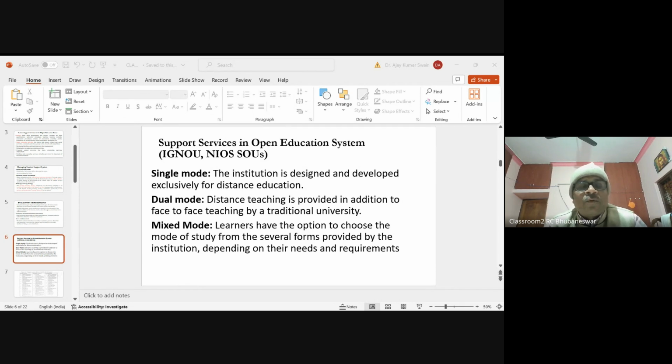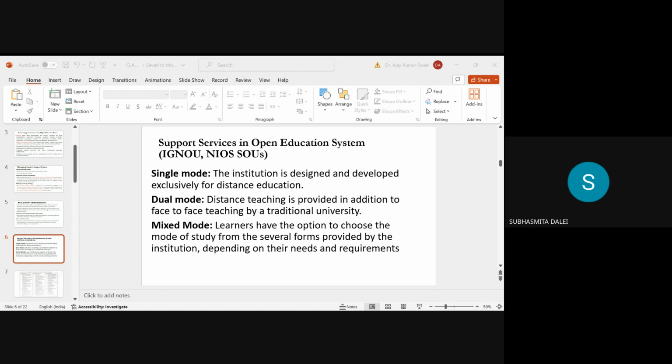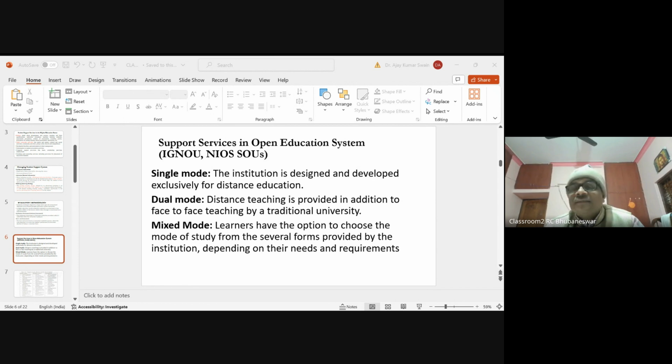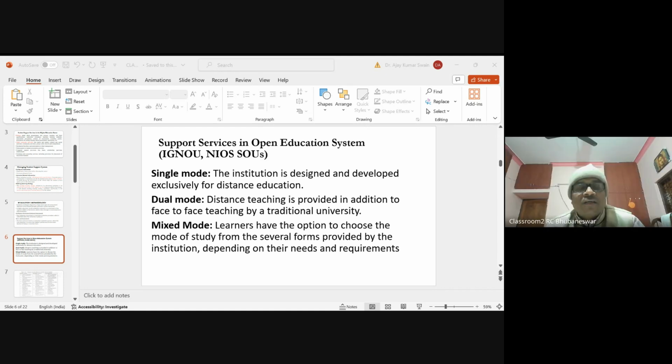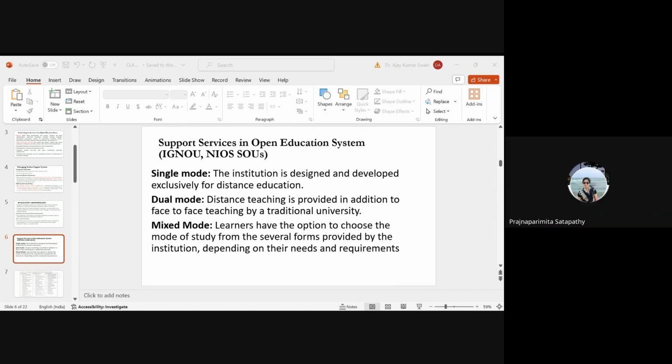What is single mode? One-way communication. Online class. Any other? IGNOU is a single mode institution, only offering what? Distance education.